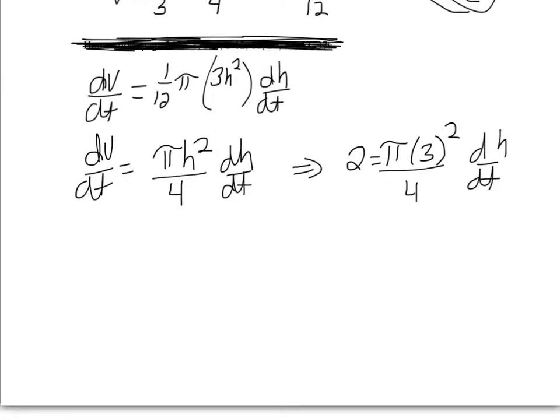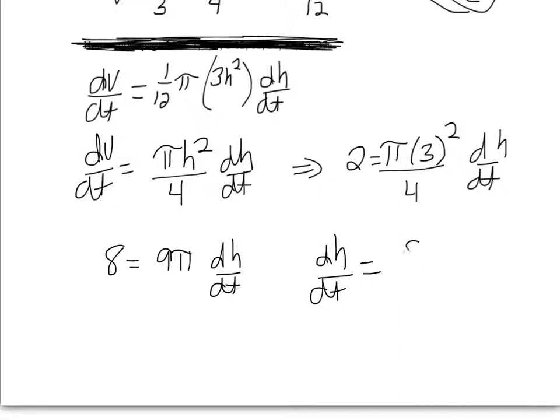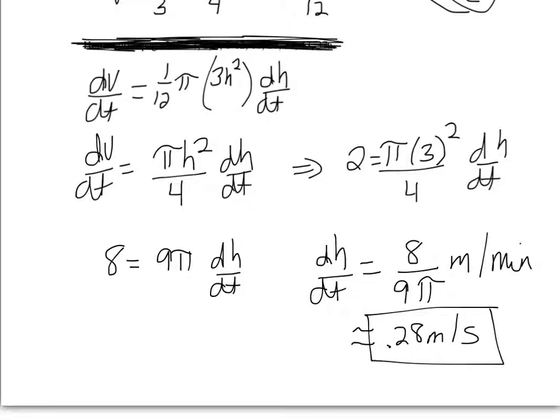So it looks like if I multiply both sides by 4, I'm sorry, I would have 8 equals 9π dh/dt. Then if I divide both sides by 9π, dh/dt is going to equal 8 divided by 9π. And that would be meters per minute, because that's a one-dimensional thing again. Now, that one I did plug into my calculator, and I got about 0.28 meters per minute. So that would be the rate at which the height would be changing when the height is 3 for this cone. All right, come see me if you have some questions.